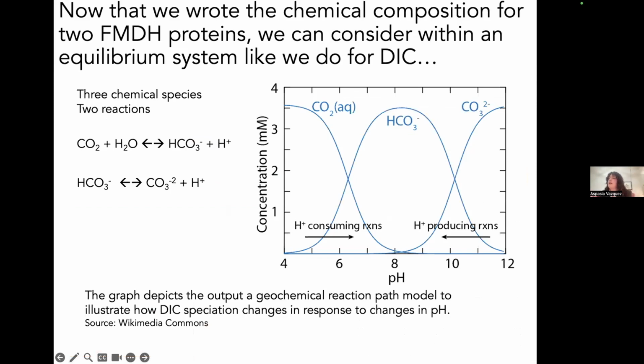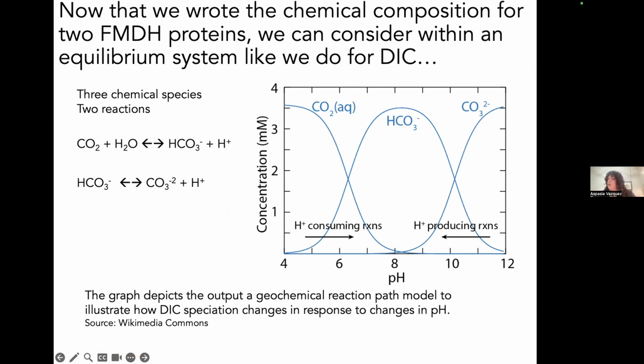Here we have an example of a DIC species graph. This compares pH and concentration for DIC, which, as I briefly mentioned a little bit earlier, is dissolved inorganic carbon. The species, which are carbon dioxide, bicarbonate, and carbonate, as you can see on the graph, and we can use analyses like this to understand the geochemical process and how it interacts with the environment.